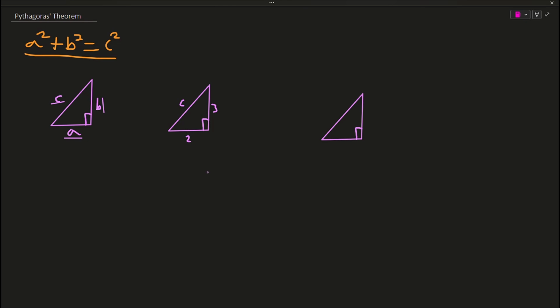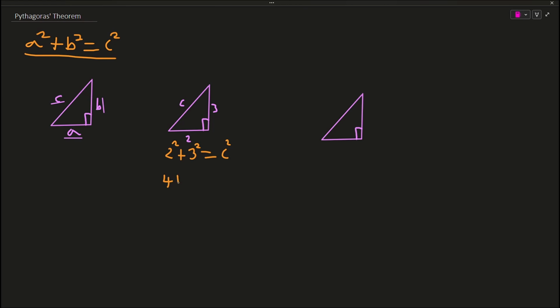So what are we going to do? We need to substitute this into the formula. So we have a squared plus b squared is equal to c squared. In this one, this side is a, 3 is b, and c is unknown. So 2 squared plus 3 squared is equal to c squared.